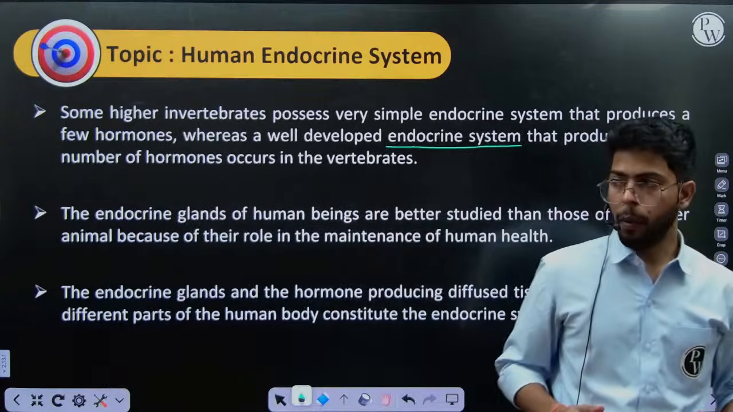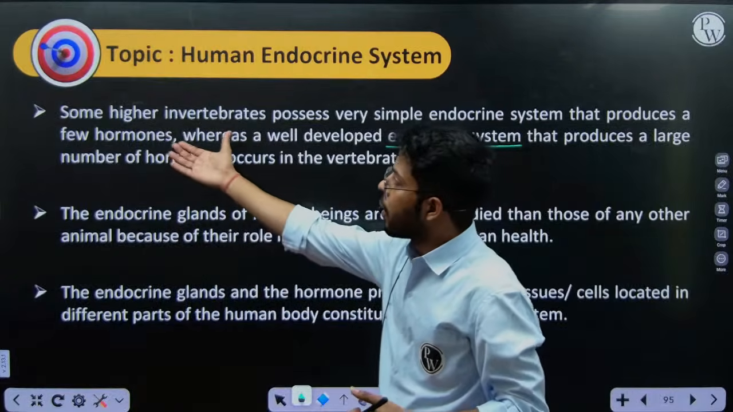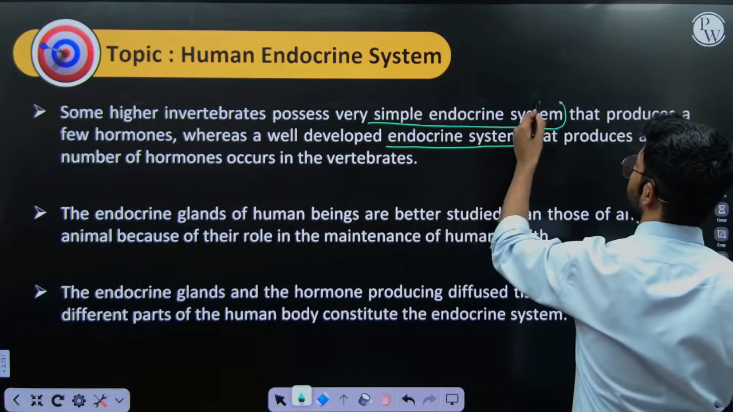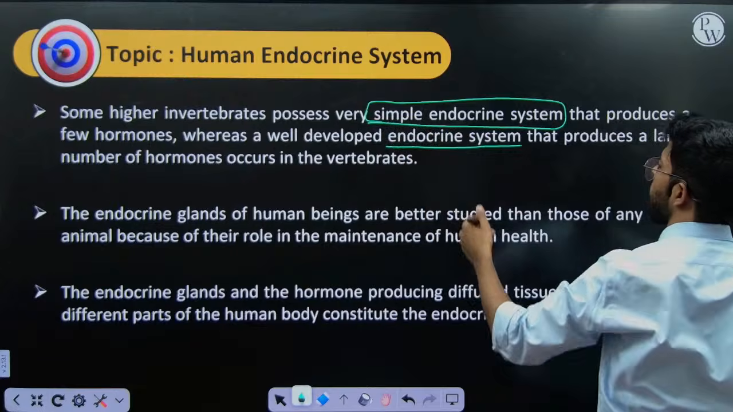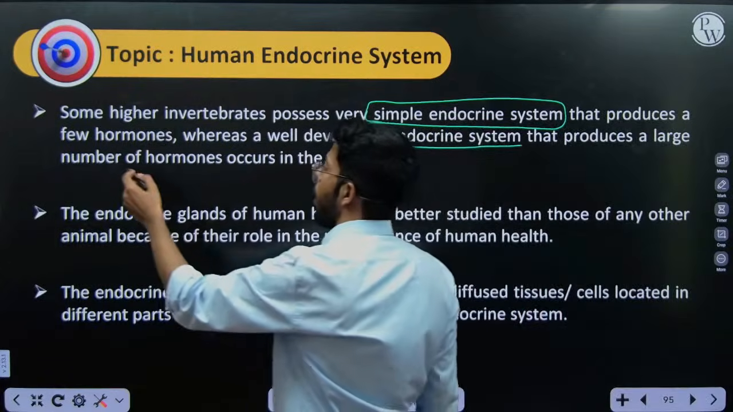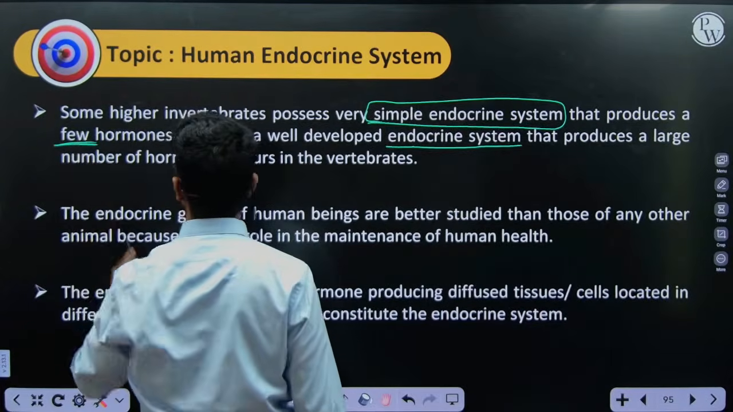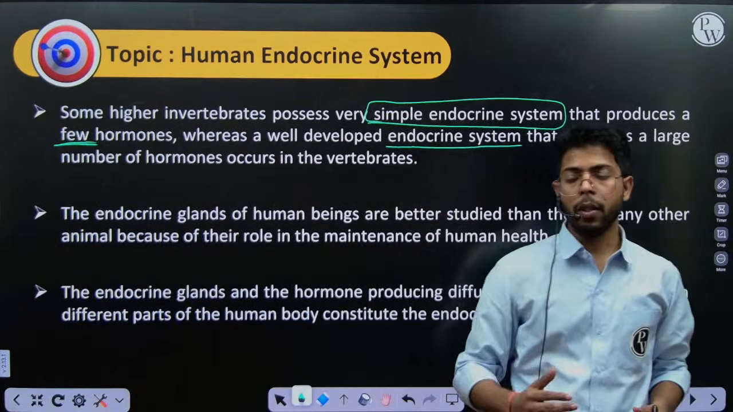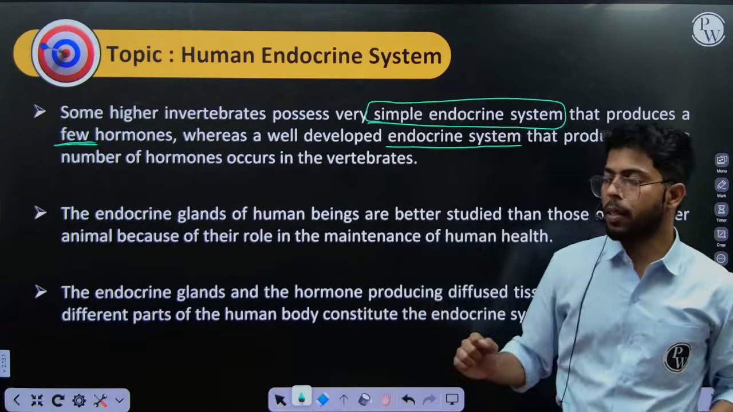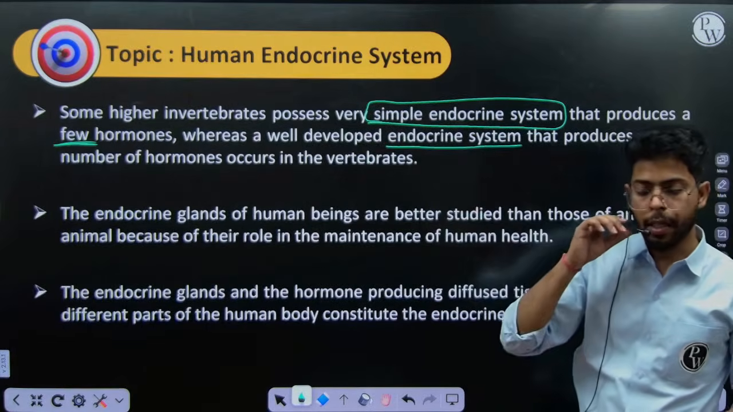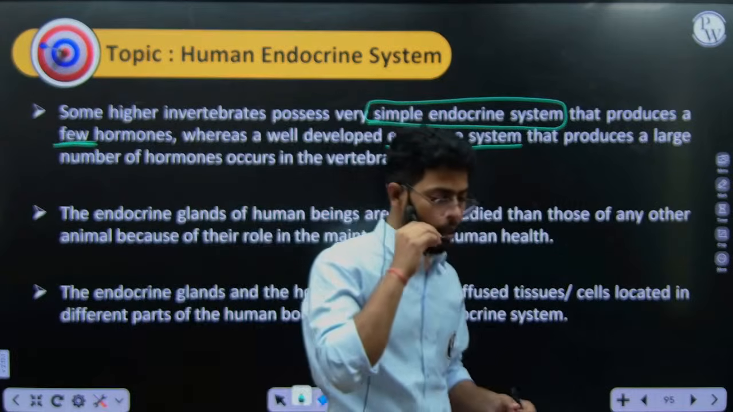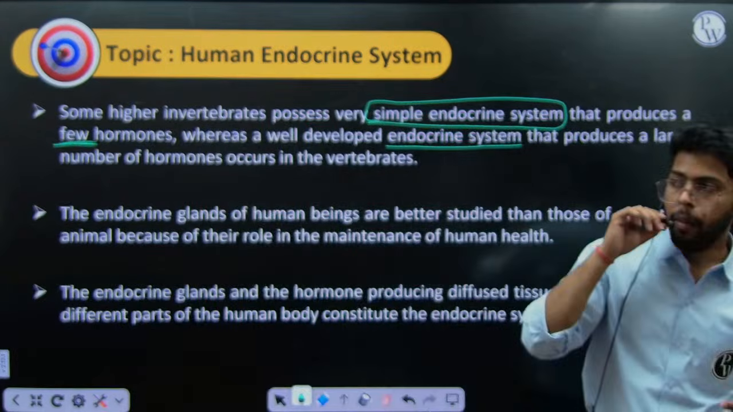And we are also vertebrates, but invertebrates have a very simple endocrine system, and they also produce few hormones. If we compare ourselves to the invertebrates, then our endocrine system is more developed, and there are many hormones which are released daily.